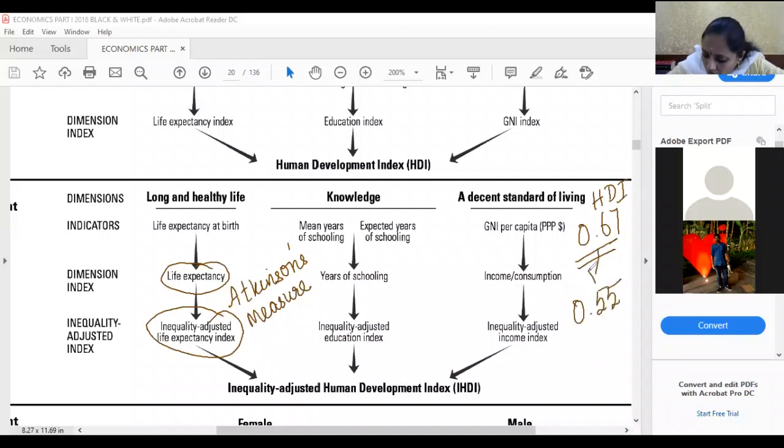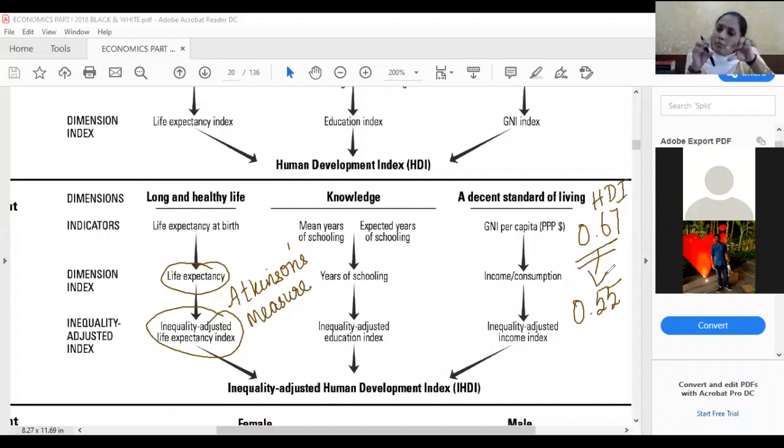Why this reduction in value? I'm just giving you an example. We are going to see the real numbers in the report. 0.67 became 0.55 because I lost my marks. Why did I lose my marks? Because all the people in my classroom do not have the same marks. Some have more, some have less. So I have adjusted for the inequality. So the total marks after the inequality adjustment have fallen.